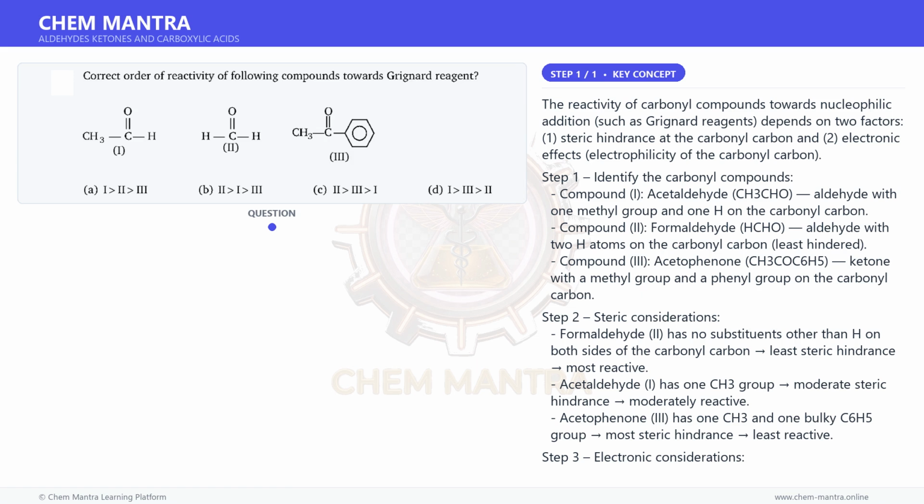Step 4. Order of reactivity. 2. Formaldehyde, 1. Acetaldehyde, 3. Acetophenone. Step 5. Why other options fail?